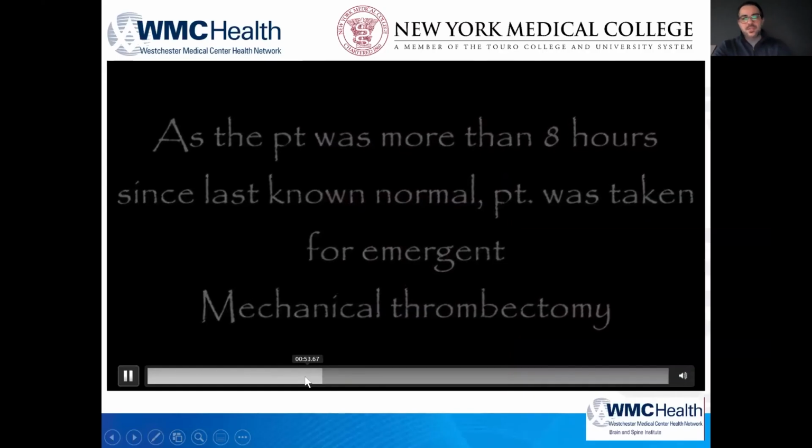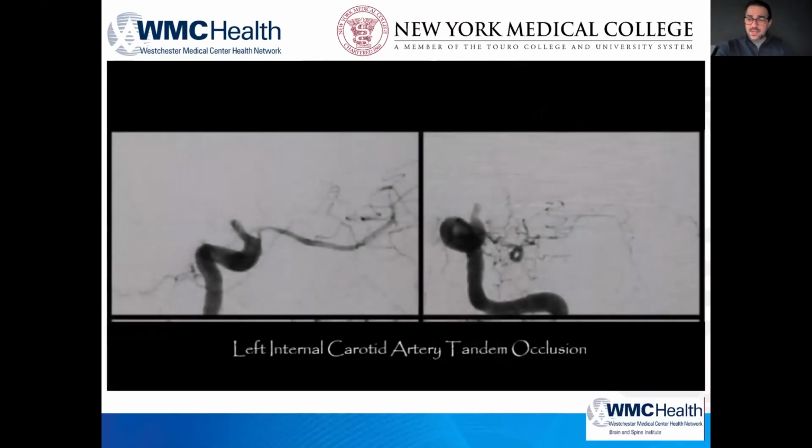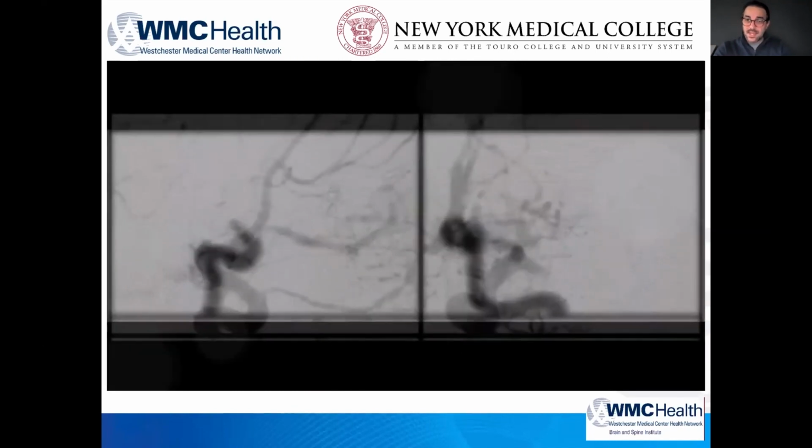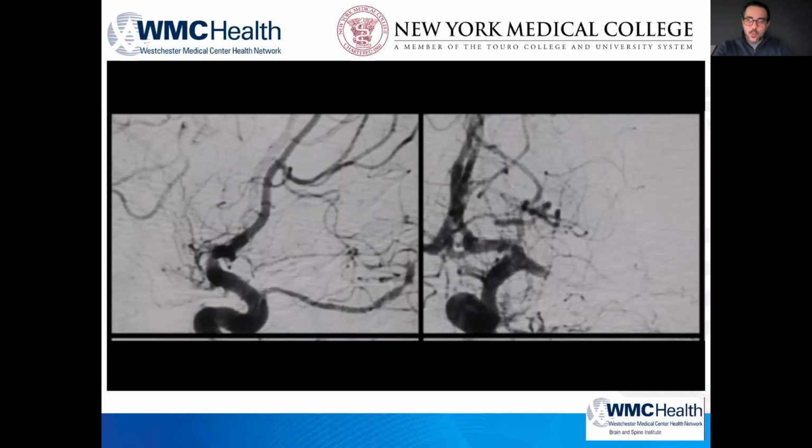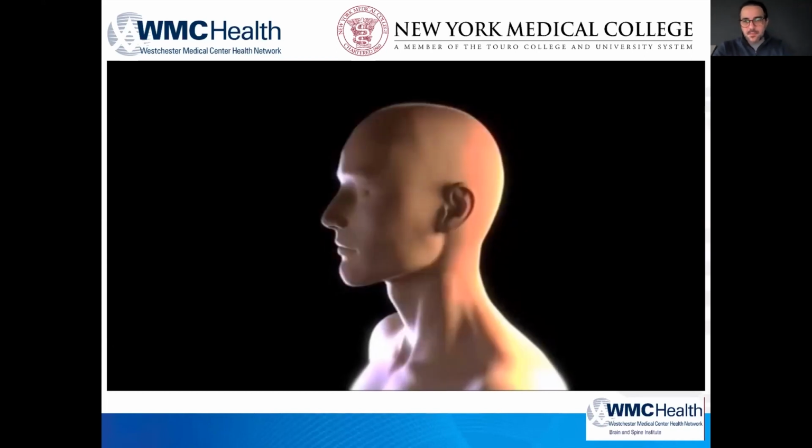The patient was more than 8 hours since last known normal. We took him directly for a thrombectomy and did not give TPA. There was an ICA terminus occlusion, a tandem occlusion. We were able to open up the blood vessel. The ACA opened. There was an M1 occlusion next. We were able to open up that M1 through this technique.